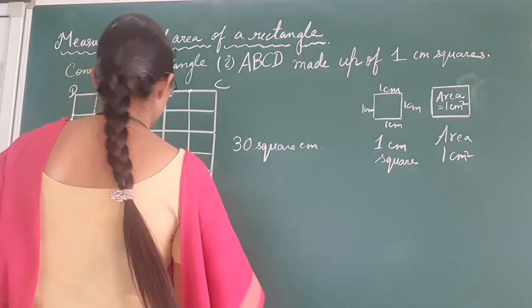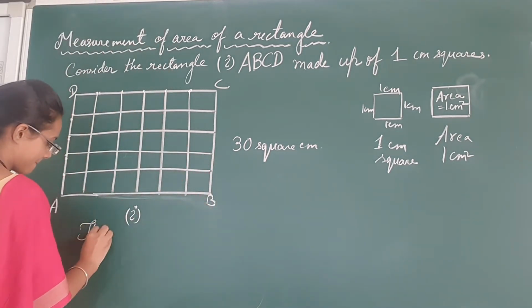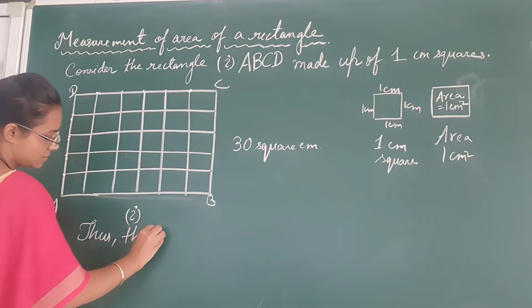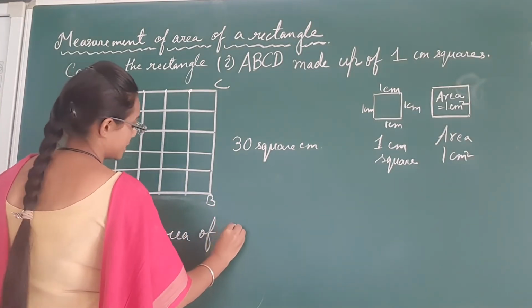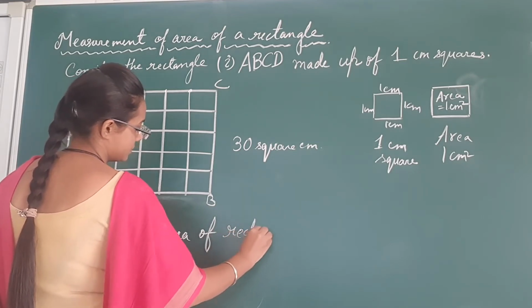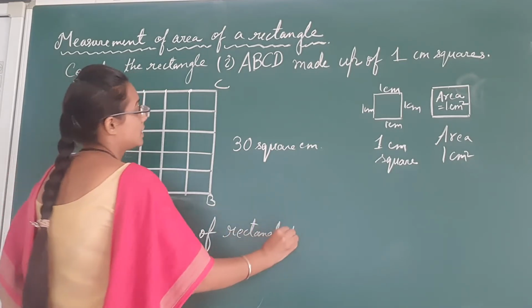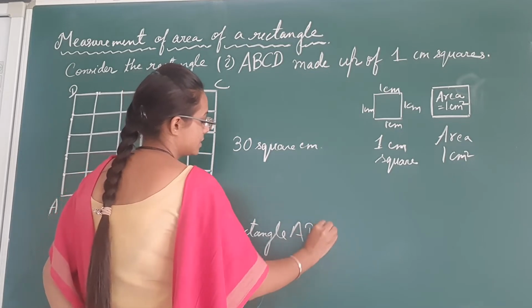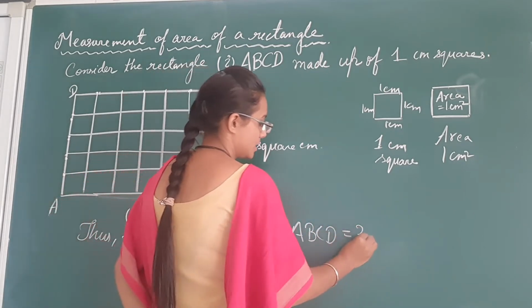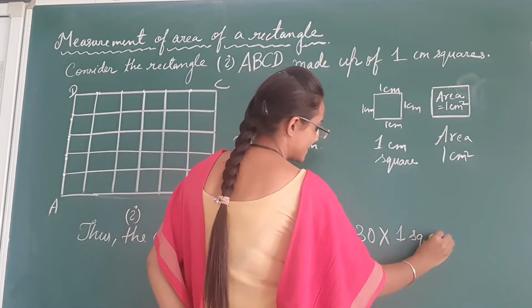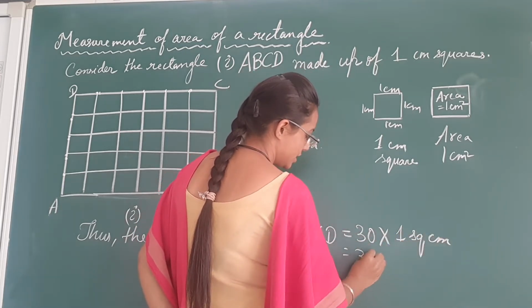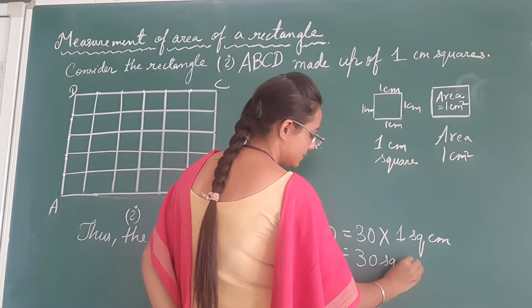thus the area of rectangle ABCD is equal to 30 square centimeters.